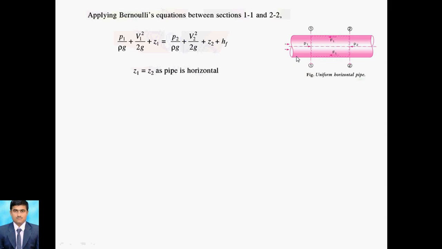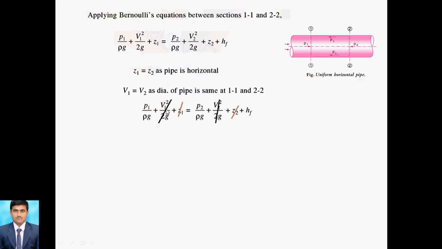The pipe is horizontal, so Z1 and Z2, the datum heads, are the same, because whenever we take a reference and calculate the height, it is the same. That's why Z1 and Z2 cancel out. And V1 and V2 are the same because the pipe has the same diameter. Same diameter means same velocity, so this also cancels out. So only the terms remain: P1 by rho g is equal to P2 by rho g plus HF.